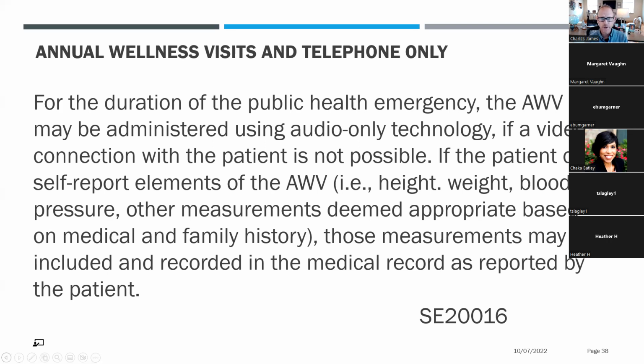Medicare did allow us the flexibility via MLN SE 20016. Many of you may be familiar with that. That is the document that guides our telemedicine during the COVID pandemic. We can do an annual wellness visit via the telephone. If some of the patient's condition cannot be assessed, we can have the patient self-report elements of the AWV we would normally do in a physical exam: height, weight, blood pressure, etc. And these can be included in the medical record and self-reported by the patient.